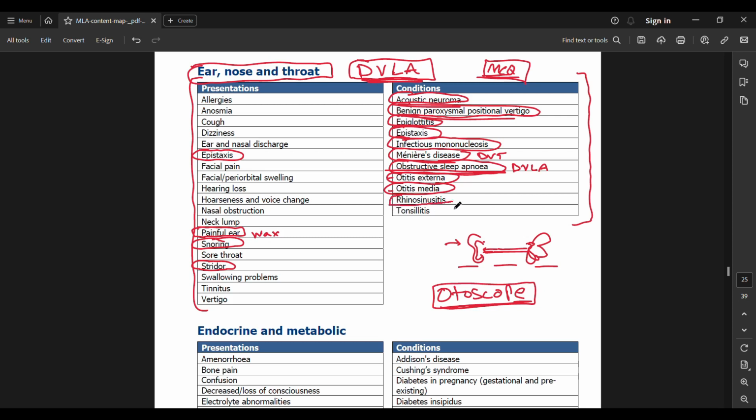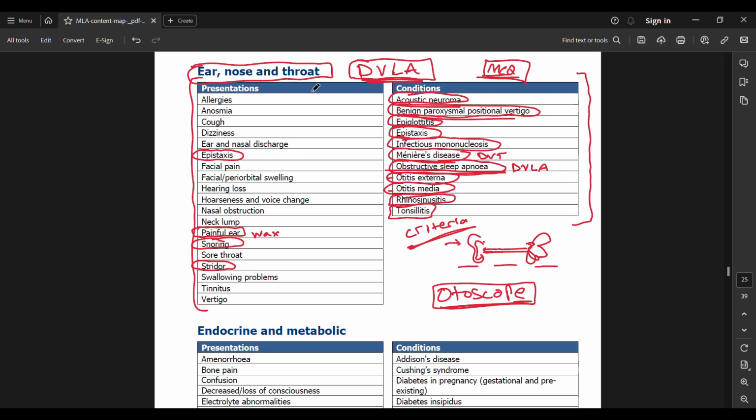Next, you have rhinosinusitis, also very commonly shows up. Hay fever shows up a lot, and then tonsillitis. So with tonsillitis, of course, they love to test you on the criteria for tonsillectomy, usually in kids, and also when to give the patient antibiotics, right? So yeah, tonsillitis, very commonly tested, do it well.